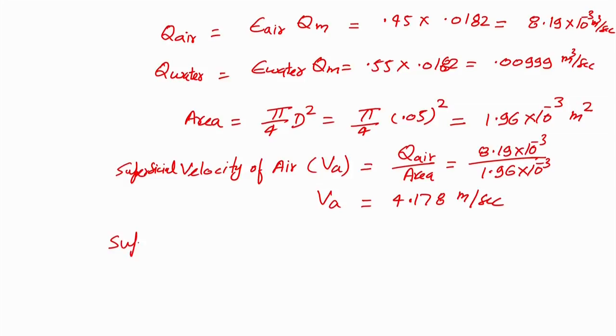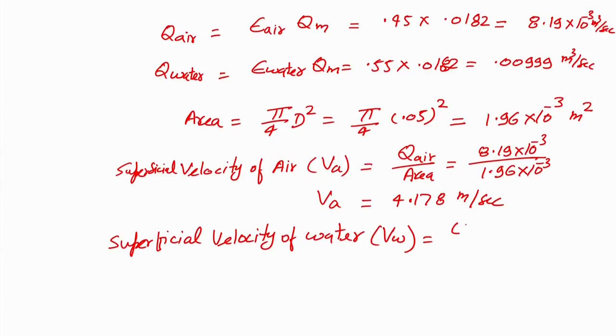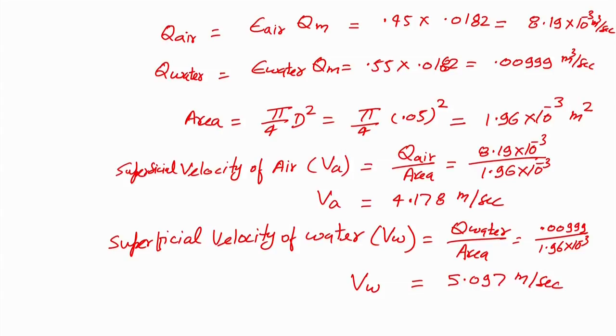Similarly, we can calculate the superficial velocity, velocity of water, and that is V W. It will be Q of water divided by area, and that is 0.00999 upon 1.96 into 10 to the power minus 3, and that you will get V W, superficial velocity of the water. Let me see the calculations. This will be equal to 5.097 meter per second. So, generally try to keep at least 3 or 4 digits after the decimal to get the accuracy.